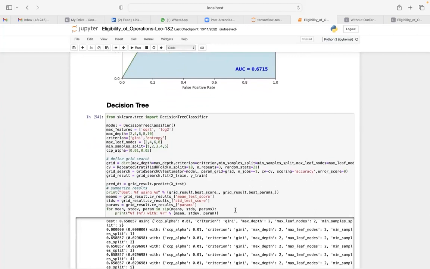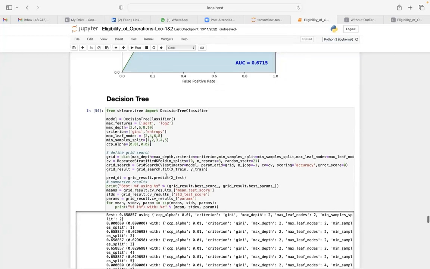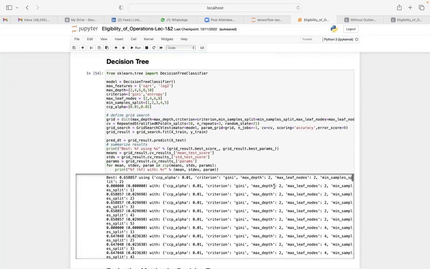In terms of decision tree, we are using the decision tree classifier. Since it's a classification problem, we are using a classifier, obviously. You have different parameters in it: max features, max depth, criteria, Gini or entropy, max leaf nodes, min sample split. If you increase the range, it will take a lot of time to process. You can imagine that in each and every iteration, it is taking account of all the values.